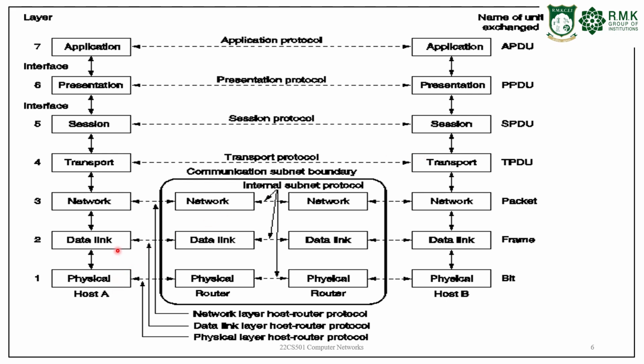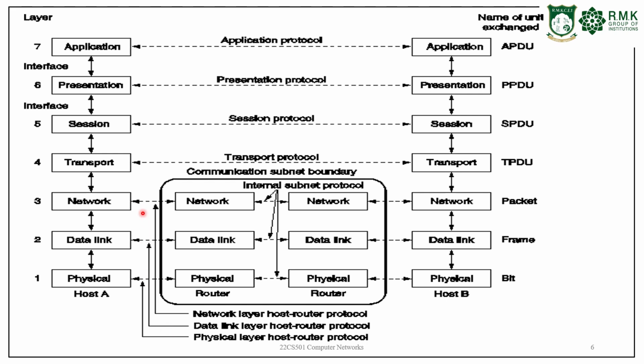If you observe the first 3 layers, that is physical, data link, and network layer, they form the communication subnet boundary. So what is a communication subnet boundary? When data transmission takes place at the physical layer, the message is transmitted in the form of raw bits, zeros and ones. In the data link layer, the data is transmitted in the form of frames, which you call data frames. In the network layer, it uses the internet subnet protocol, wherein the data is transmitted in the form of network packets.